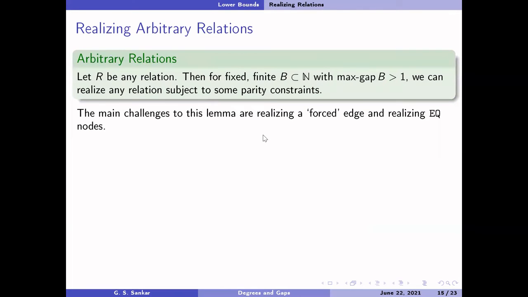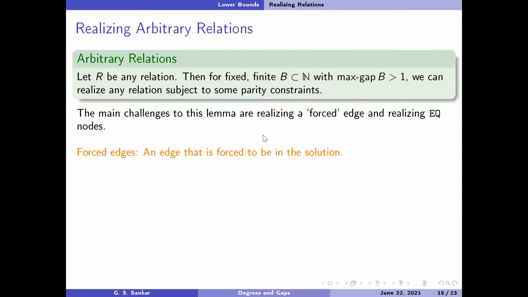Right. So now we need to find out how to realize arbitrary relations. I'll not get into too much detail on that. I'll just say that for any fixed finite set B with maximum gap more than 1, we can realize any relation subject to some parity constraints. And we can do this if we can do 2 things. One is forcing an edge, and the second one is realizing EQ nodes, or equality nodes.